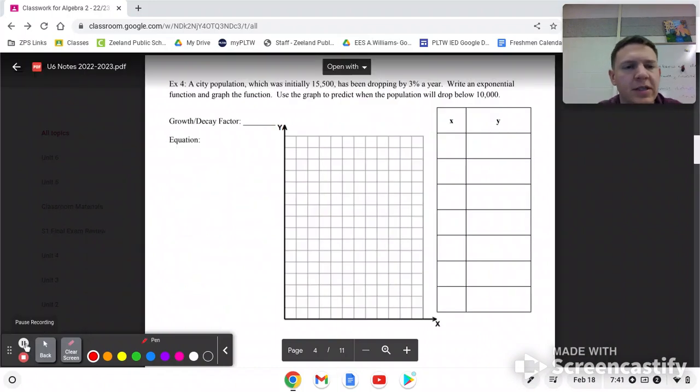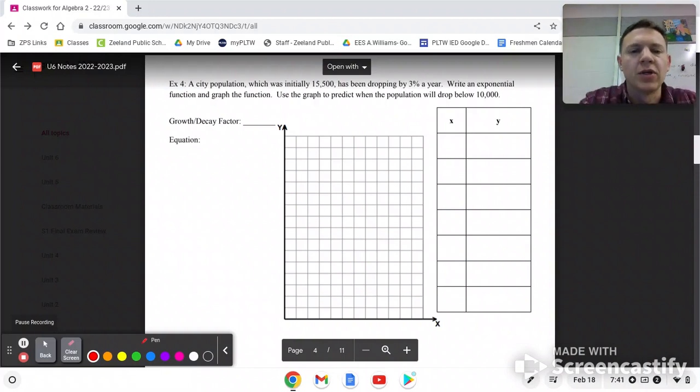All right, and then the last example. A city population, which was initially 15,500, has been dropping by 3% a year. Write an exponential function and graph the function. Use the graph to predict when the population will drop below 10,000. So there's a lot going on here. We got a city. Initially, it's got a population of 15,500. It's been dropping a little bit. We're going to write the equation first and foremost.